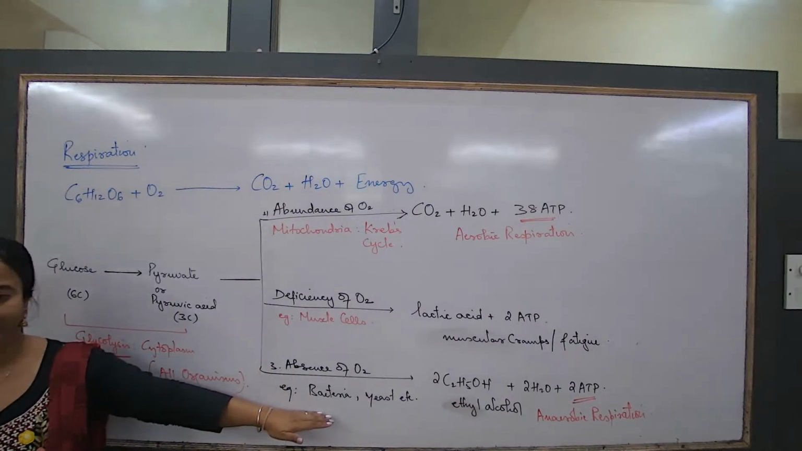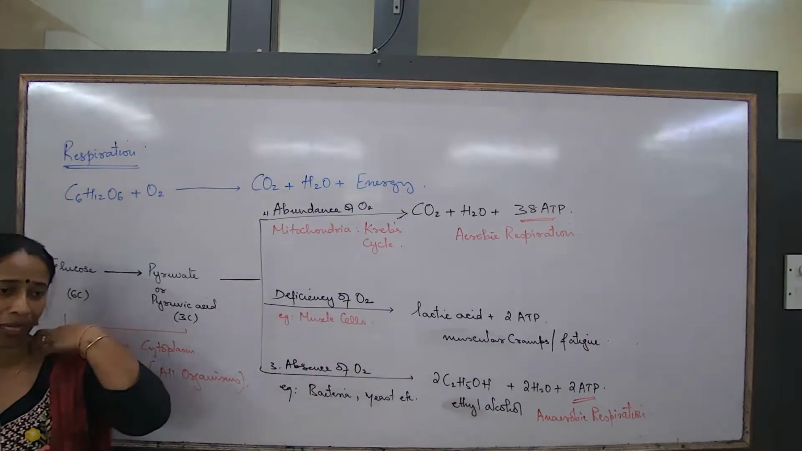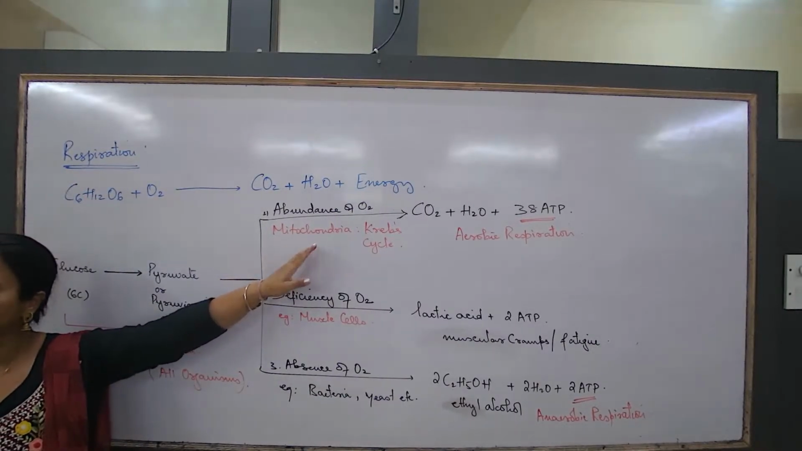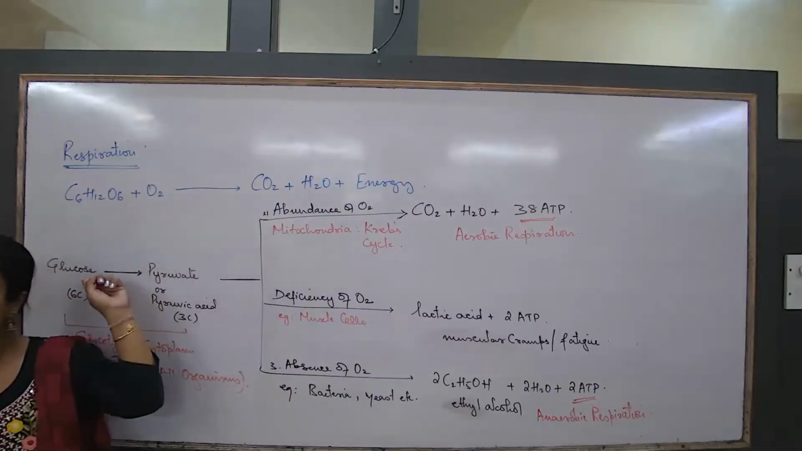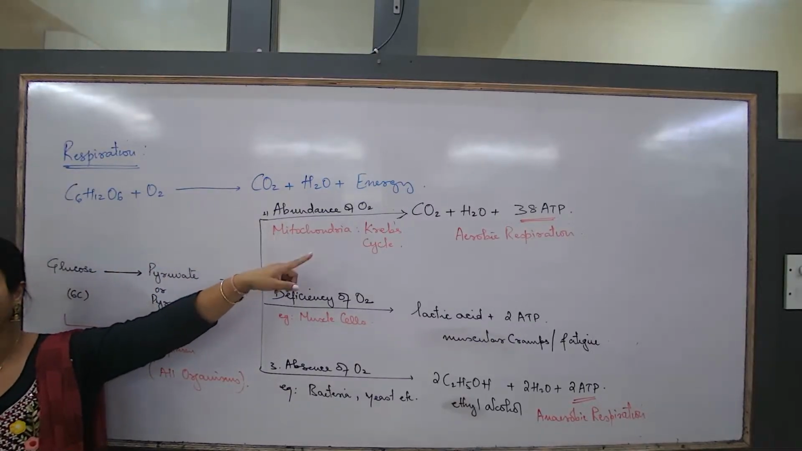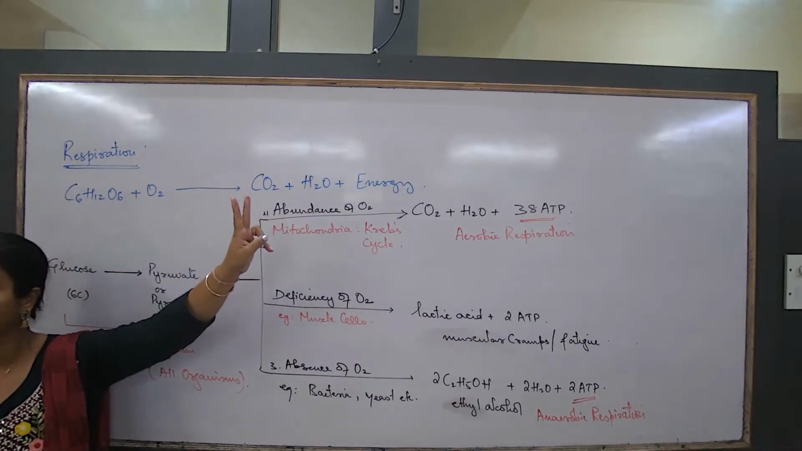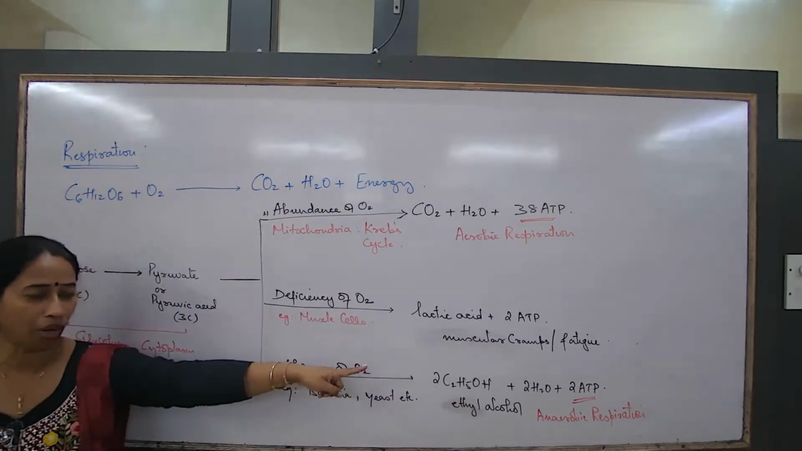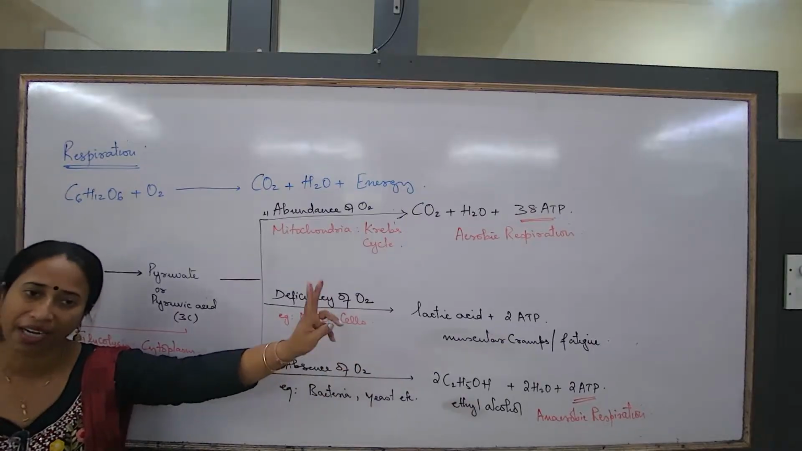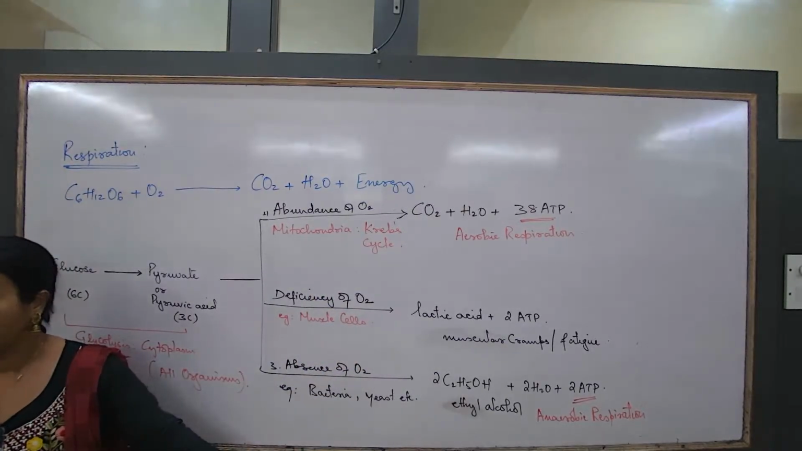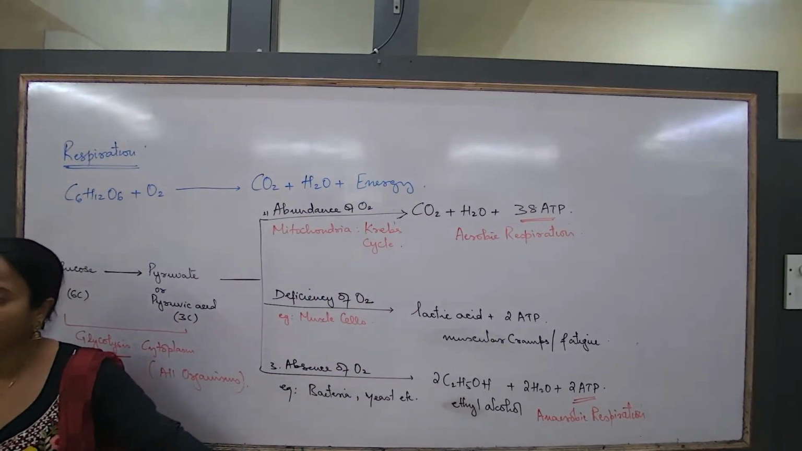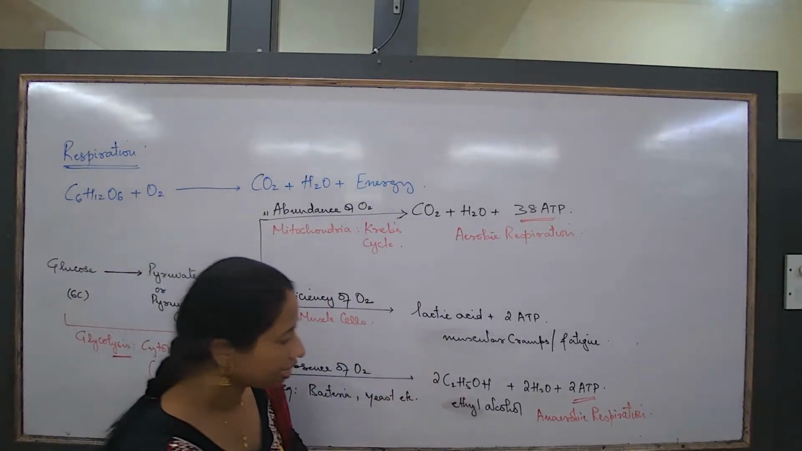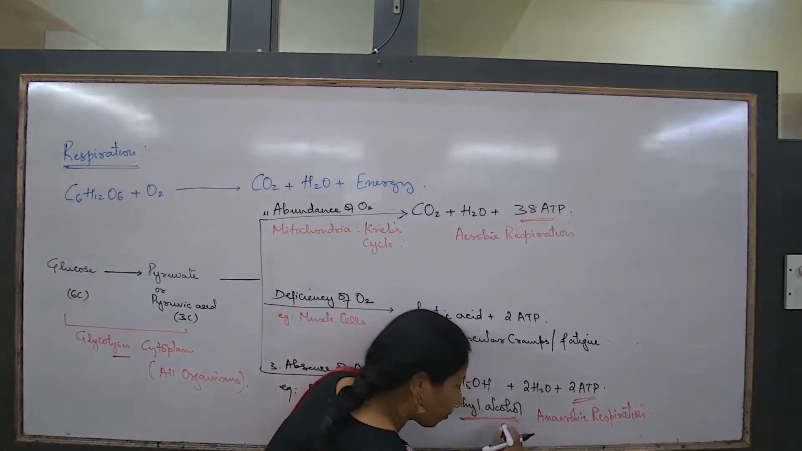So what are the 2 major types we are studying right now? One is aerobic respiration. What is the meaning you understood? If it is aerobic respiration, glucose is broken down to what products? Carbon dioxide, water, and 38 molecules of ATP. And if it is anaerobic respiration, glucose is broken down to what? Ethyl alcohol, water, and 2 molecules of ATP. Name the prominent product during anaerobic respiration. You have to write this: the prominent product is ethyl alcohol. That is the prominent product.